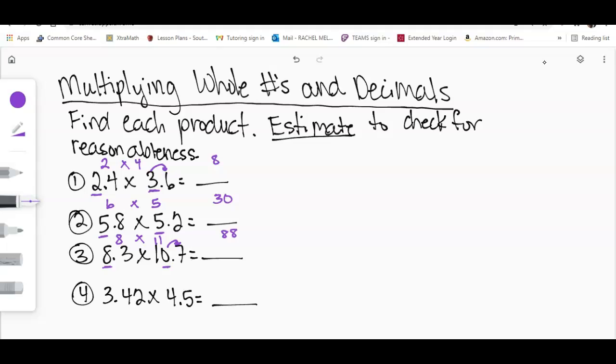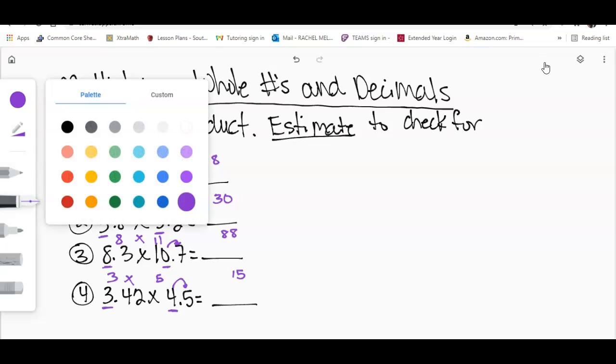Then I have 3 42/100 and 4 5/10. These are also close to the ones place. Okay, they go up to the ones place. So 3 42/100 is closer to 3. And I would say 4 5/10, since that's a 5 next door, would be closer to 5. So 3 times 5 is 15. So now we have our estimates, and we need to find our real answer by multiplying.